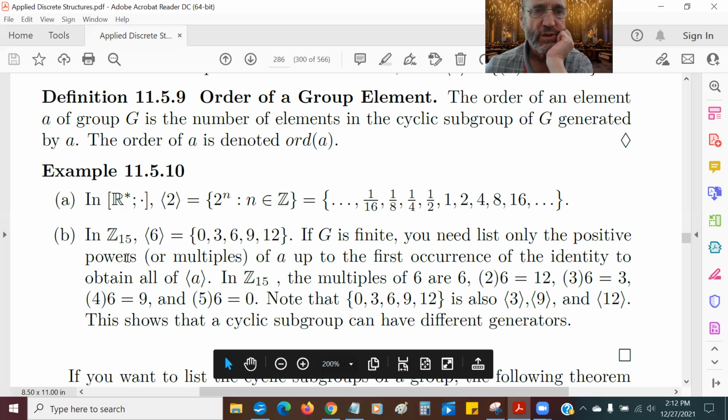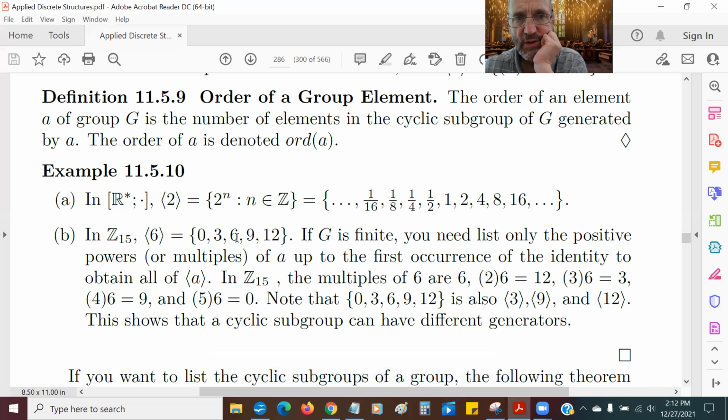This is interesting because if I look at all the multiples of 6: 6 times 1 is 6, 6 times 2 is 12, 6 times 3 is 18, but 18 is 3 mod 15. 6 times 4 is 24, but 24 is 9 mod 15. 6 times 5 is 30, which is 0 mod 15, and then we go around the whole gamut. If I look at all the multiples of 3, or of 9, or of 12, I'm going to get the same group.